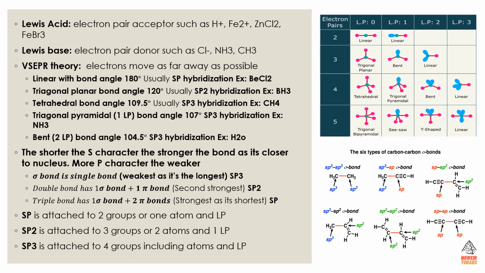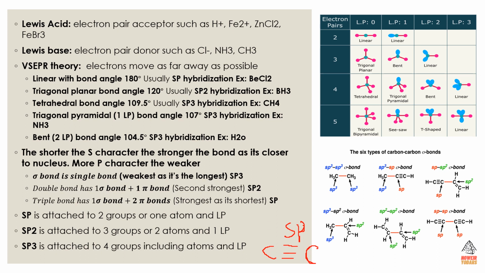All right, let me explain this concept real quickly. Let's say you've got linear, for instance, C, sp. And it's the strongest because it's the shortest. It has less p character, more s character.